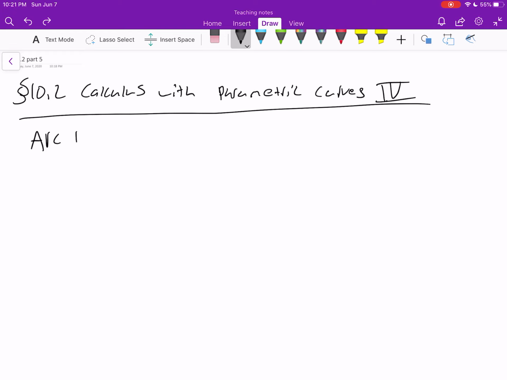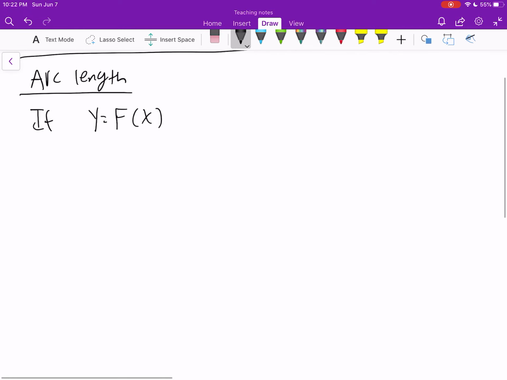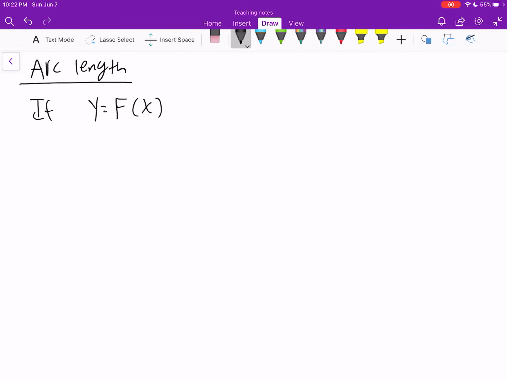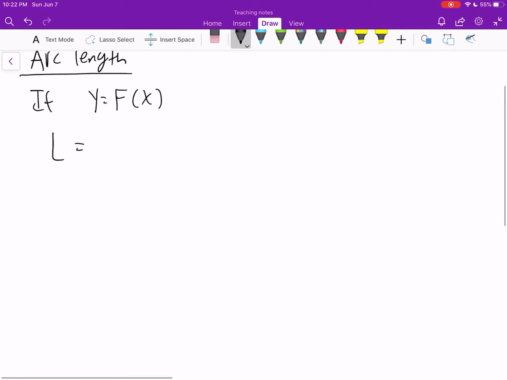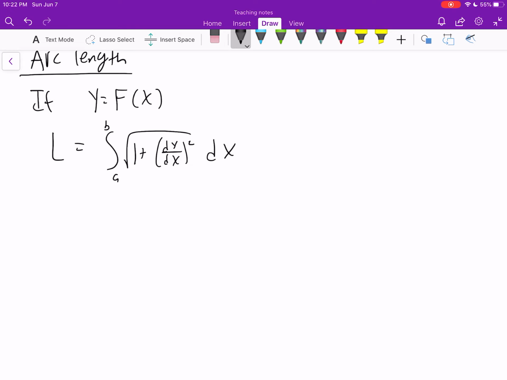So everything we've learned up until now, we're recasting in terms of parametric equations. And again, sometimes it's easier to describe a curve parametrically than it is to write down its equation. So let's remember, if y is equal to capital F of x, a function that describes a curve, then the arc length of that curve is the integral from a to b, square root of 1 plus dy dx squared dx. And this is from section 8.2 from the beginning of the week.